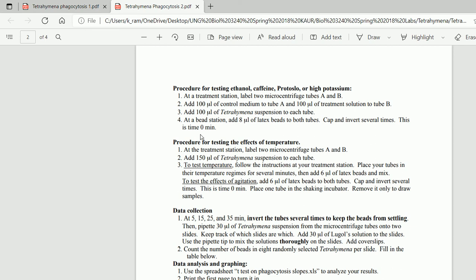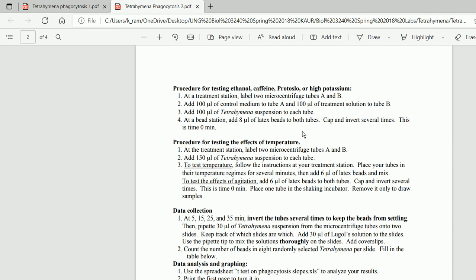Exactly the same. And suppose you have chosen the temperature, then at the treatment station, label 2 tubes A and B. Add 150 microliters of tetrahymena to each tube, so basically you have 2 tubes with 150 microliters of tetrahymena. Now it is up to you what kind of temperatures you have chosen. Maybe you can choose something like ice. If you want to see the effect of ice and room temperature, then you can keep 1 tube in the ice and 1 tube at room temperature, for around 10 minutes.